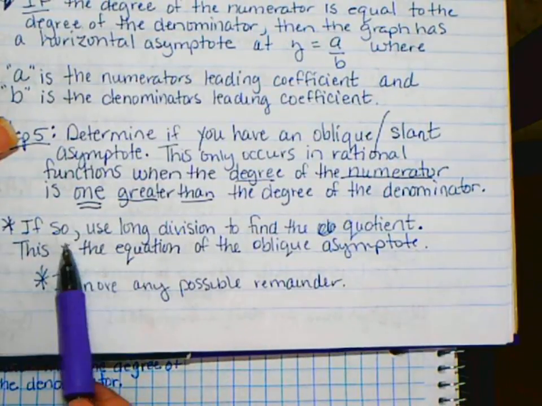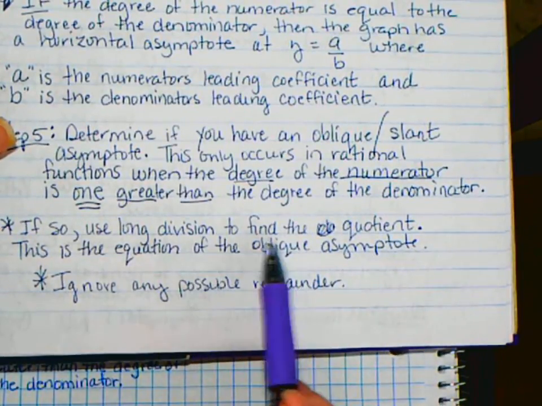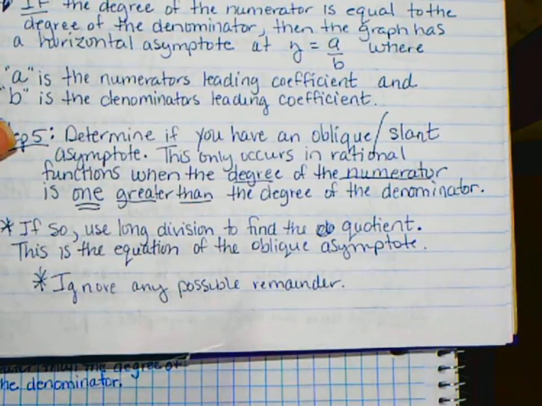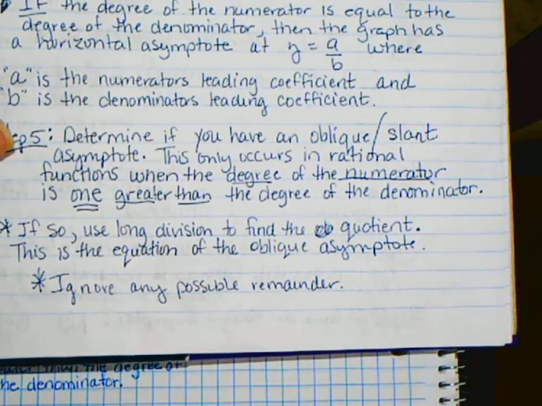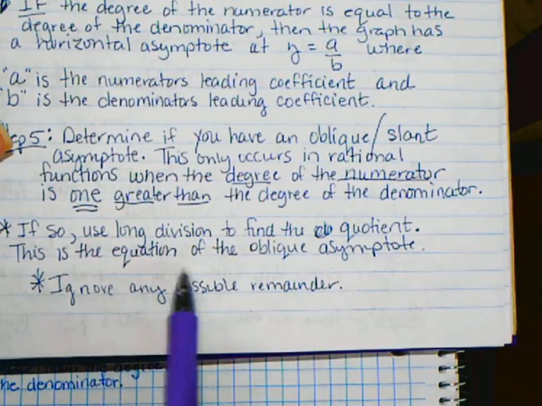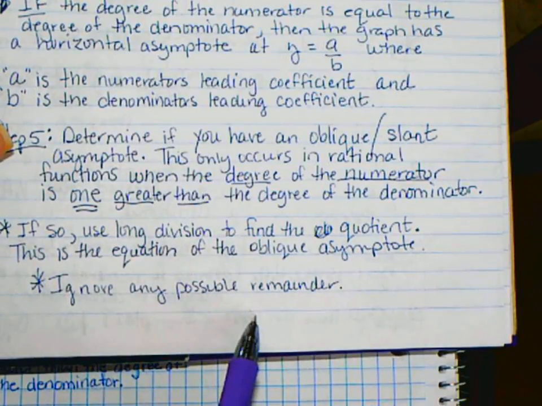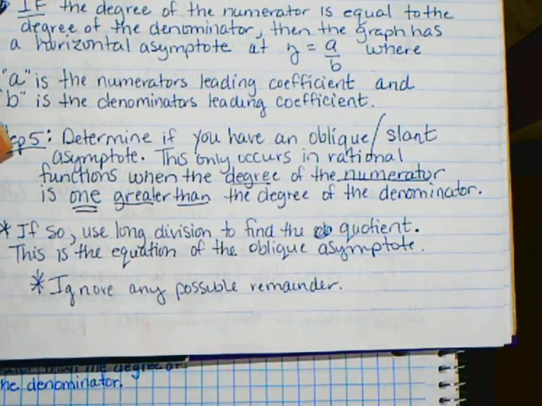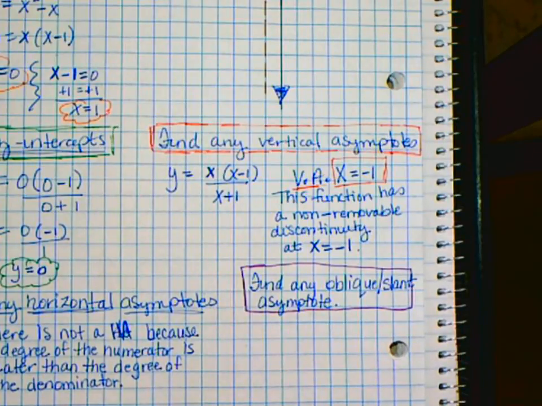Now how do we figure it out? If so, use long division to find the quotient. That's what's on top of the little division house. This is the equation of the oblique asymptote. Ignore any possible remainder. If you do this and you get a remainder, it has nothing to do with the asymptote. We just need to figure out what goes on top, okay?